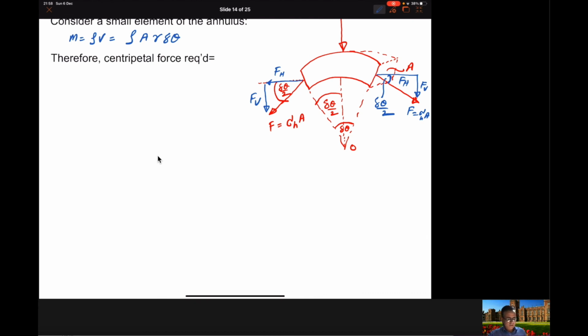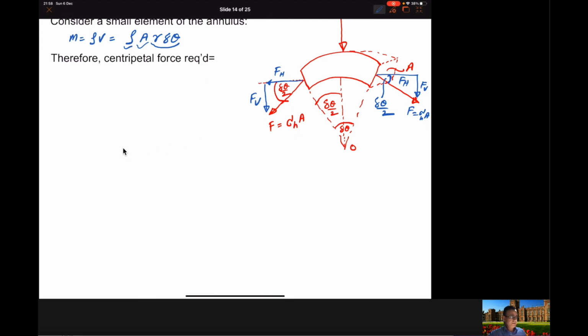So this means that if you take this circular arc, which is r d theta, and multiply it with the cross section area, you get the volume of this specific element. Then you multiply this with the density, and you get the mass of this small section of the flywheel.